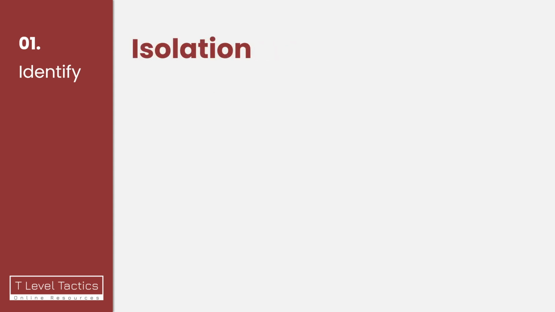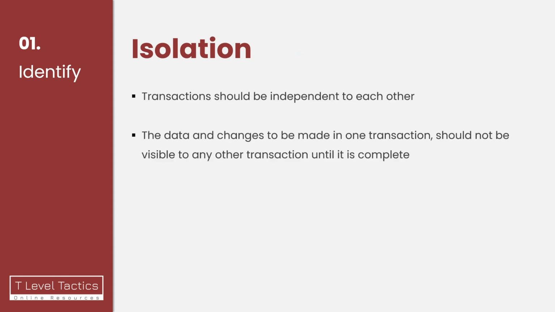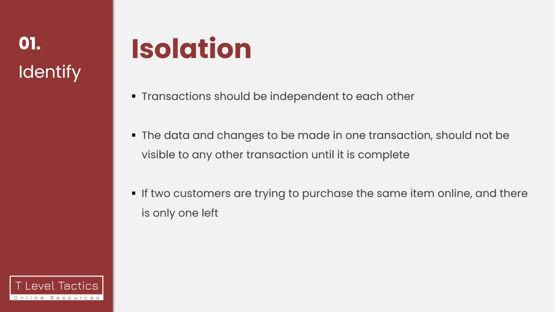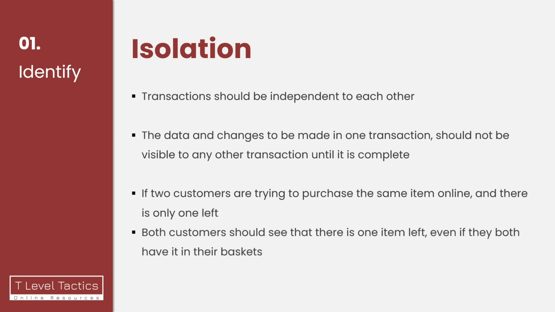With isolation, transactions should be independent to each other. The data and changes to be made in one transaction should not be visible to any other transaction until it's been completed. For example, if 2 customers are trying to purchase the same item online and there's only one of them left, then both customers should see that there's one item left, even if they both have it in their baskets. The stock should only update once one of their purchases has been completed.